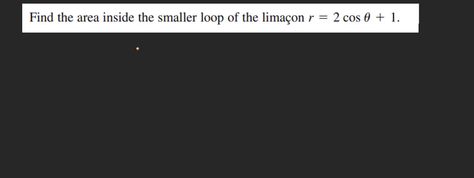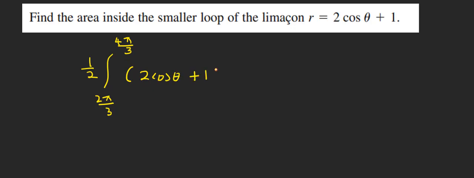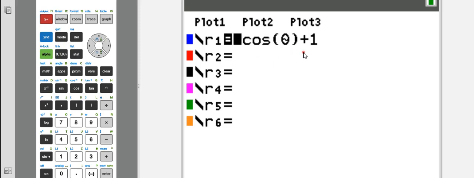So to find the area inside the smaller loop, all you have to do is take 1 over 2 times the integral from 2 pi over 3 to 4 pi over 3 of r, 2 cosine theta plus 1, squared d theta. So this is your setup. And now we are going to use the graphing calculator to find the answer. So that is our R1.